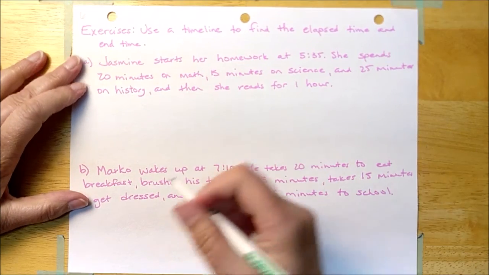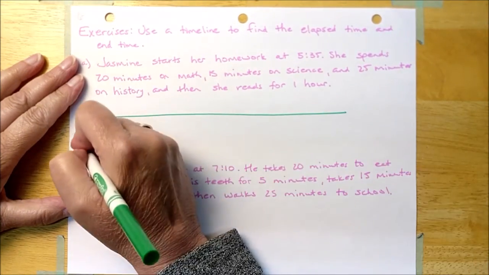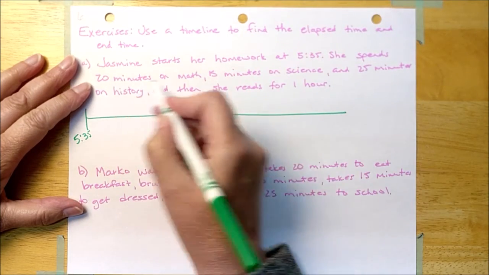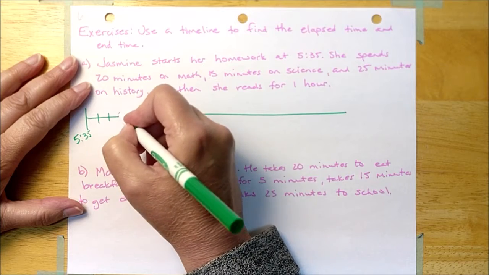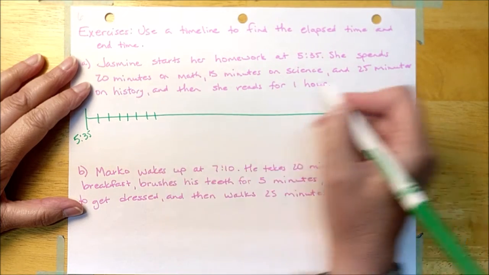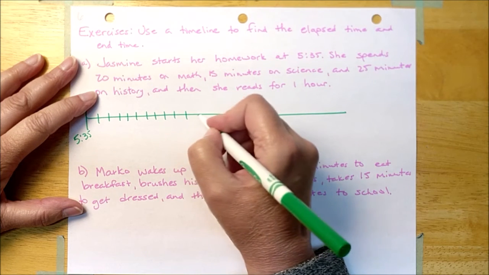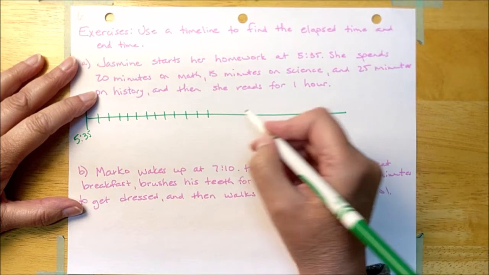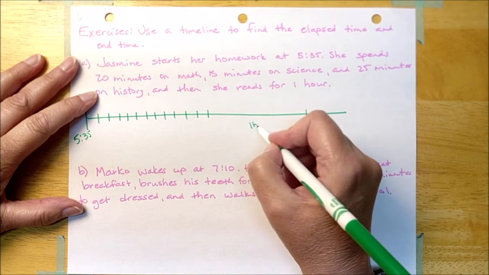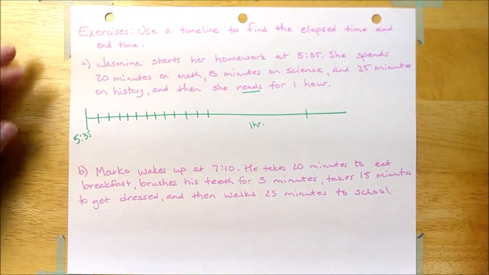So Jasmine started her homework at 5:35. So there she is, starting her homework. She spends 20 minutes on math, 5, 10, 15, 20. 15 minutes on science, 5, 10, 15. 25 minutes on history, 5, 10, 15, 20, 25. And then she spends an hour, 1 hour, on reading. Wow, she spent a lot of time on homework.